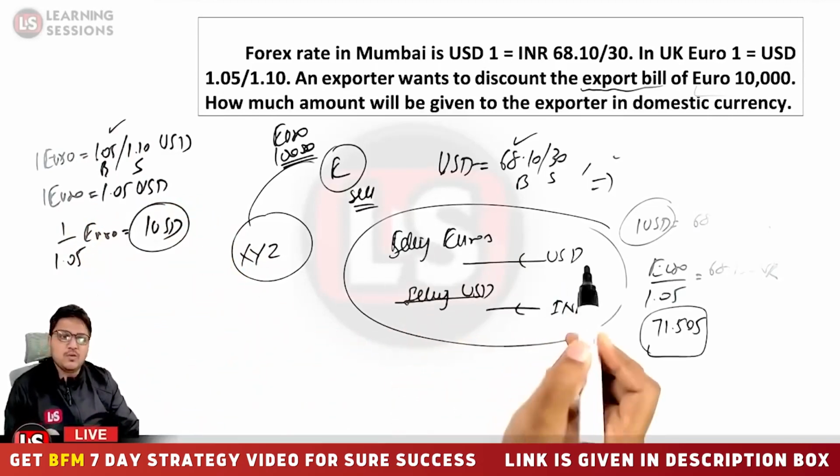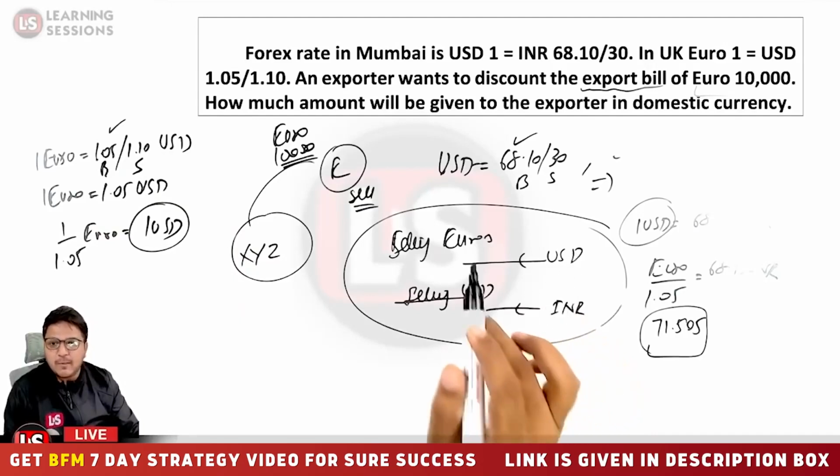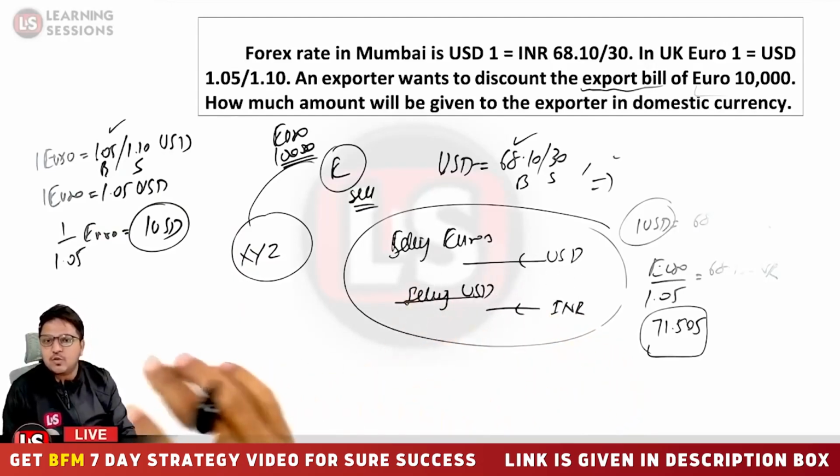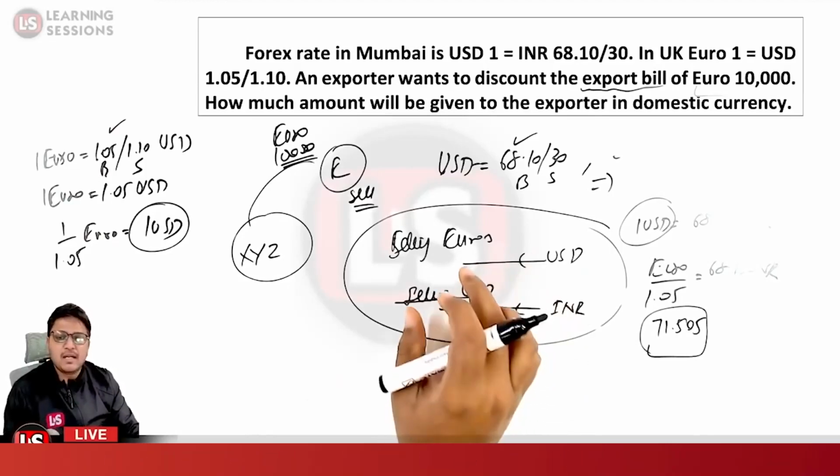Now he wants to sell the euros. At what price will he be able to sell the euros? At a price at which the market is ready to buy. He will be able to sell the euros at a price at which the market is ready to buy.